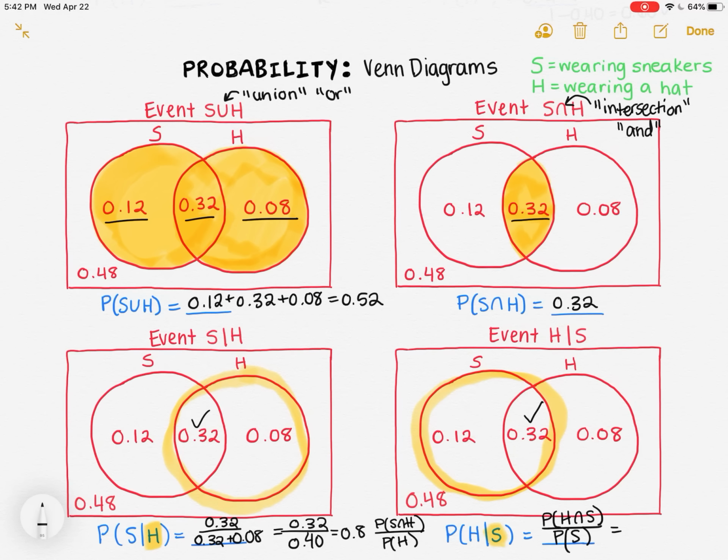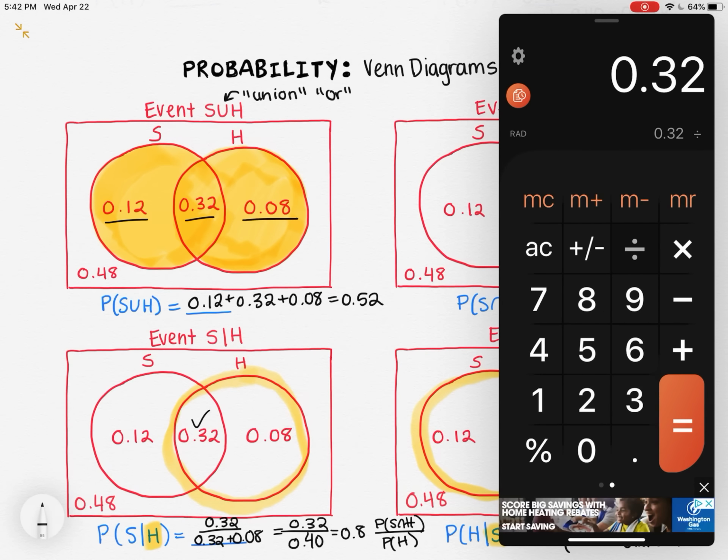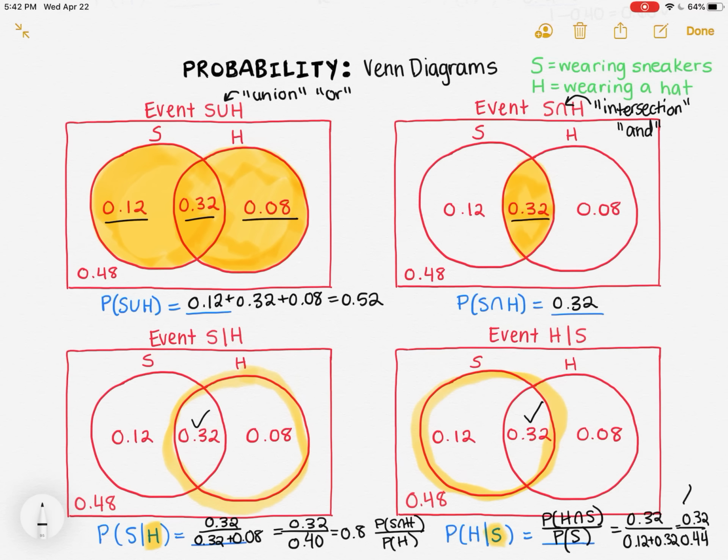So I've already figured out that the intersection in my numerator is 0.32, and my denominator is the total probability of wearing sneakers, which is 0.12 plus 0.32. Now I can simplify that to 0.32 divided by 0.44. And if I do that in my calculator, I get 0.73.